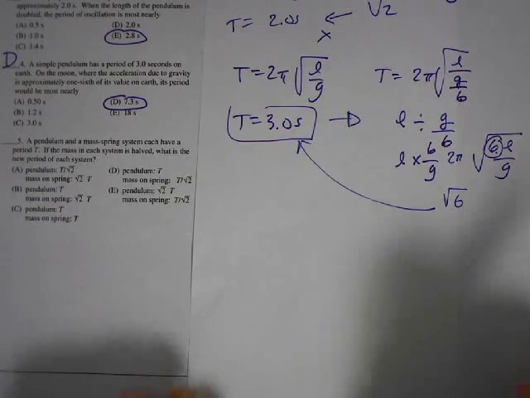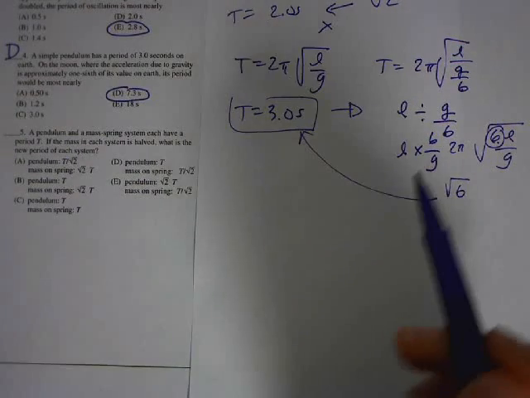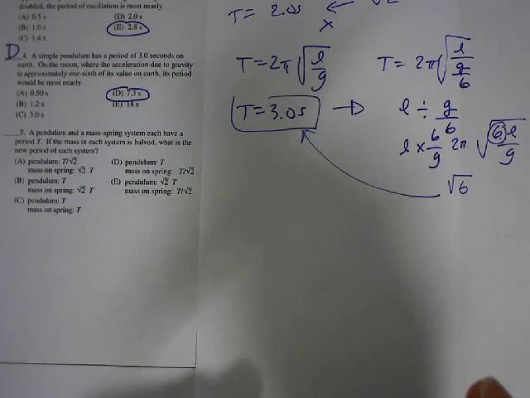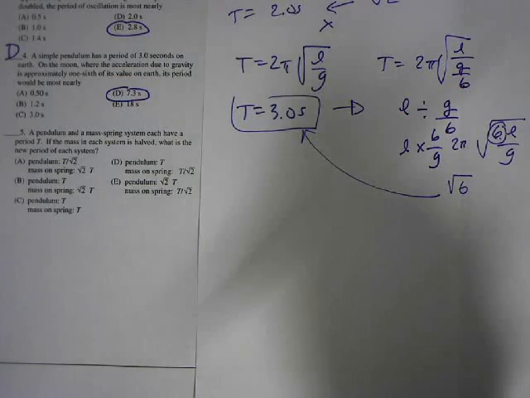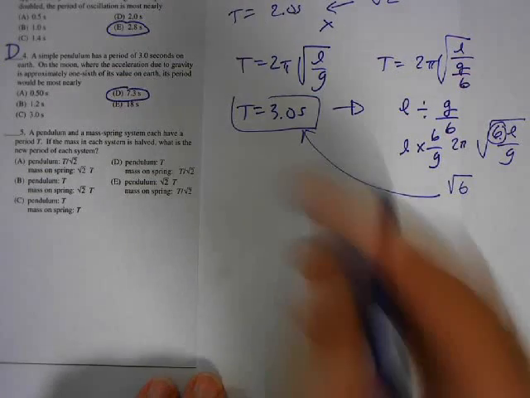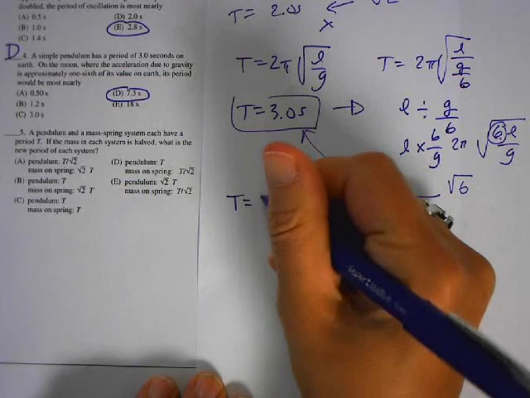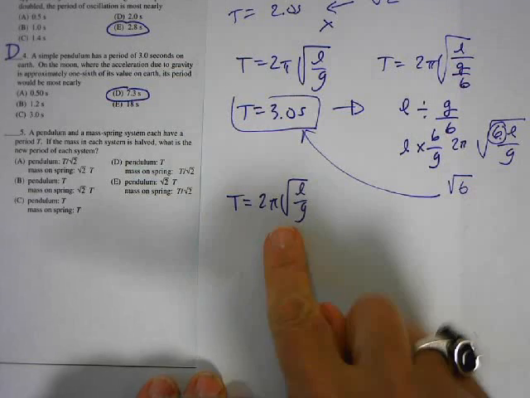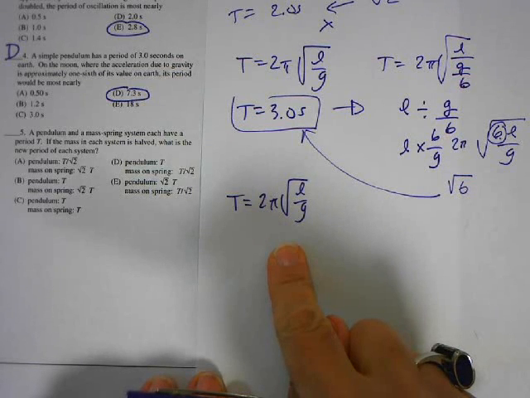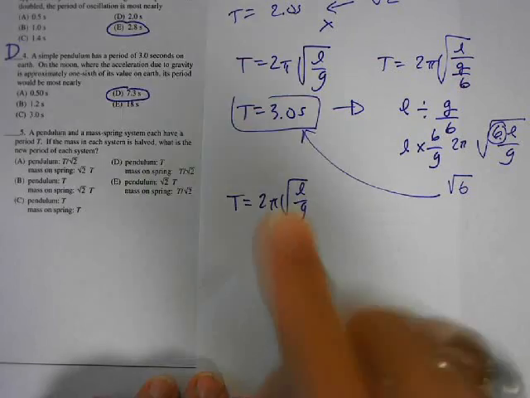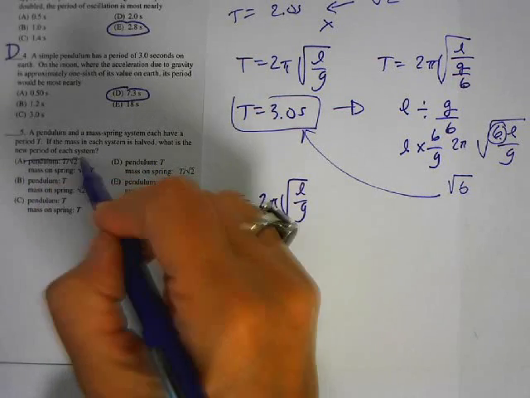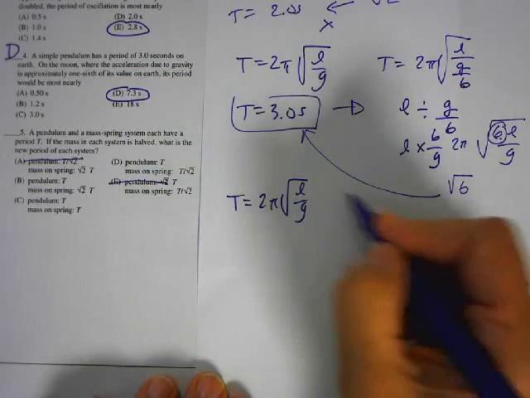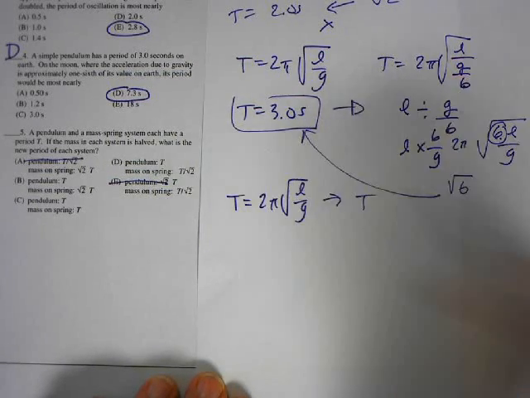Okay, the last one, number 5. It says a pendulum and a mass spring system each have a period T. If the mass of each system is halved, what happens to the new period? So first, let's talk about the pendulum. The period of a pendulum is equal to 2 pi times the square root of L over G. So now the mass is going to be half. Is mass even in this equation? No. So the period is going to be the same. Well, this one's different, and that one's different. So I already eliminated 3 choices. So the period is going to be the same, which is going to be T.